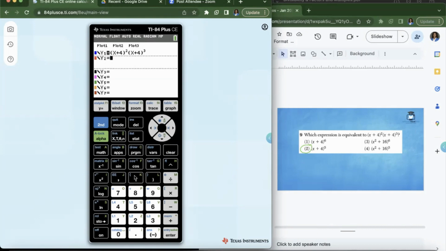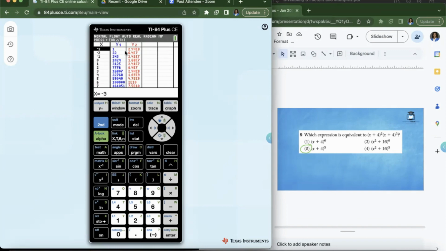I'll show you answer choice 3 just to make sure you know how to enter it into the calculator. We have open parentheses, we have x, we're going to square that. Then we're going to add 16, close the parentheses, and now we're raising it to the 6th power. Now let's check out the table of values. Again, when we look at the y values, they are not equivalent.